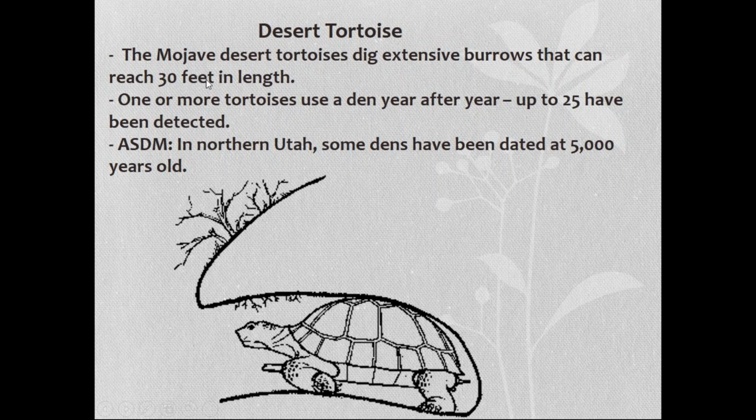We already said that they can dig extensive burrows up to 30 feet in length. More than one tortoise can use it, and they use it year after year after year. They are very territorial. This one research study found up to 25 tortoises in a den. Another study, the Arizona Sonoran Desert Museum, says that in northern Utah, some dens have been dated at 5,000 years old. There are estimates saying that the tortoises have been around for 60 million years. So they are an ancient species.